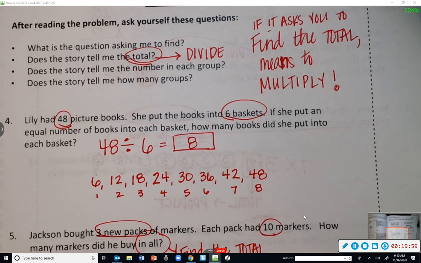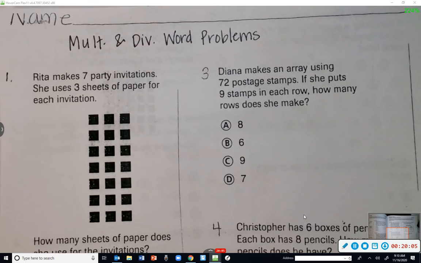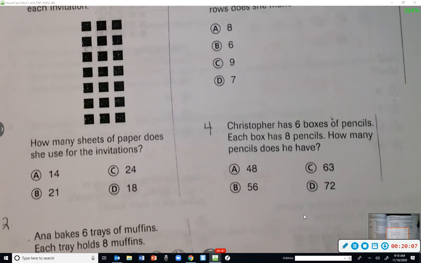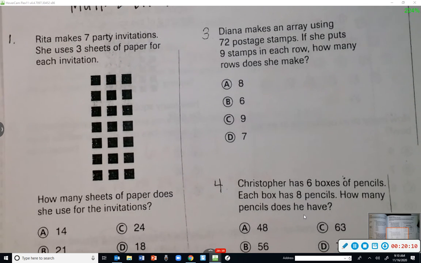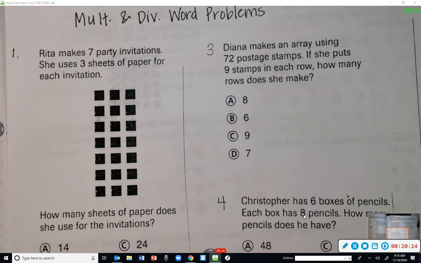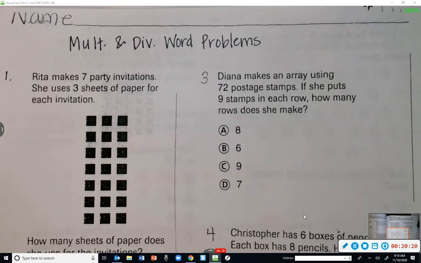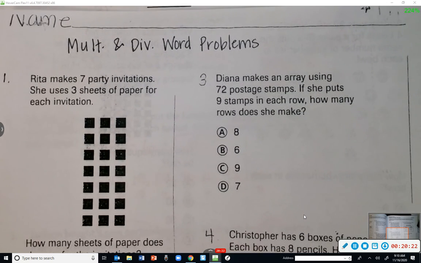Okay? So this is what your assignment looks like. Multiplication and division word problems. It is multiple choice, but you do need to show your work. I will not accept it if you have no work shown. Okay? You will do front and back. Turn it into the pink folder when you're done. Then we will work on making flashcards.